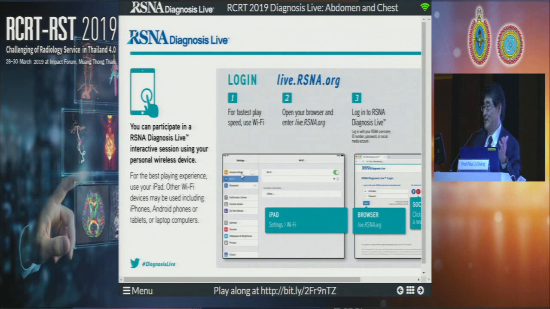That's not very nice. And research shows there's another way of embedding emotion to learning that is as effective as yelling at people, and that is competition. Competition, fighting to win a game, seems to work just as well. So that's what Diagnosis Live is.